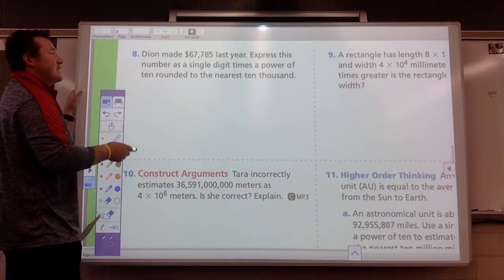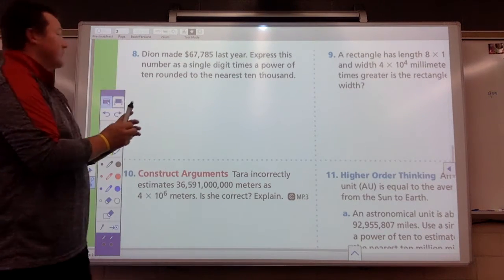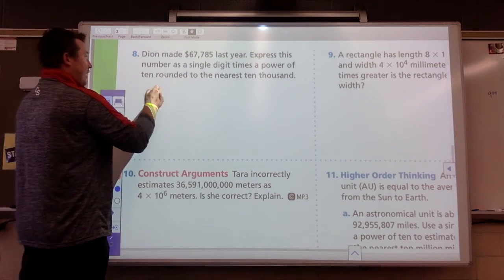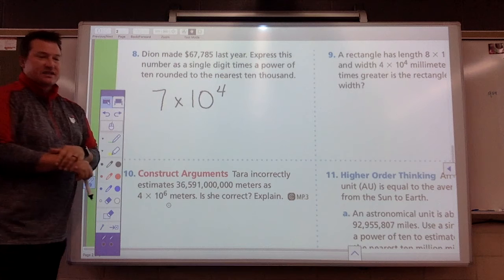Express as a single digit times the power of 10, rounded to the nearest 10,000th. Okay. We can handle this. We should get 7 times 10 to the power of 4.